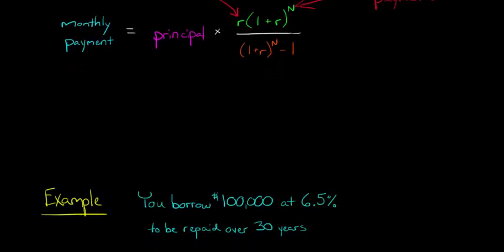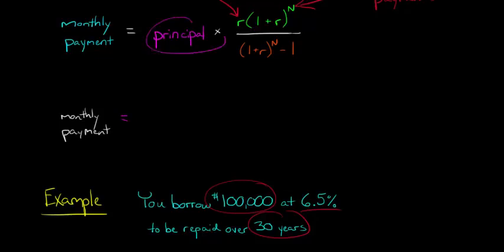So let's say that you borrow $100,000 at 6.5% APR, to be repaid over 30 years. So you've got a 30-year mortgage. Now we want to know what the monthly payment would be, so we know how much to pay the lender each month. Our monthly payment is going to be equal to our principal, which is $100,000. That's how much money we're borrowing. And now we're going to multiply that by this fraction above.